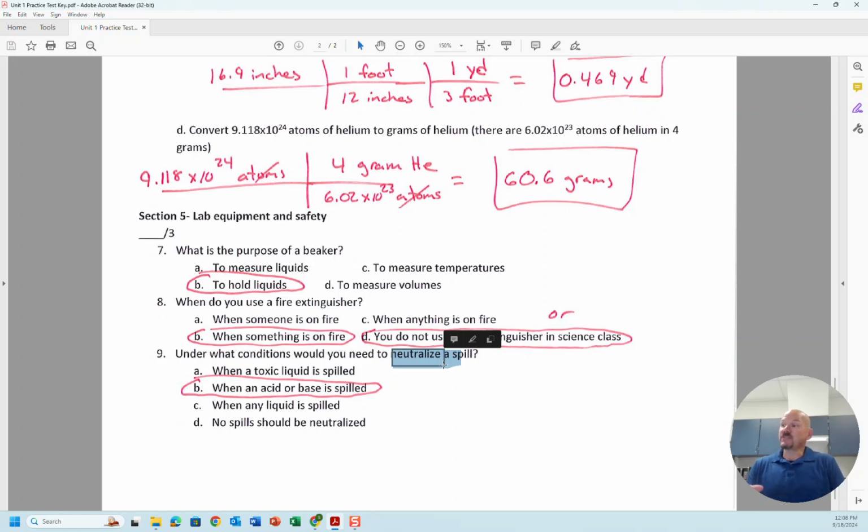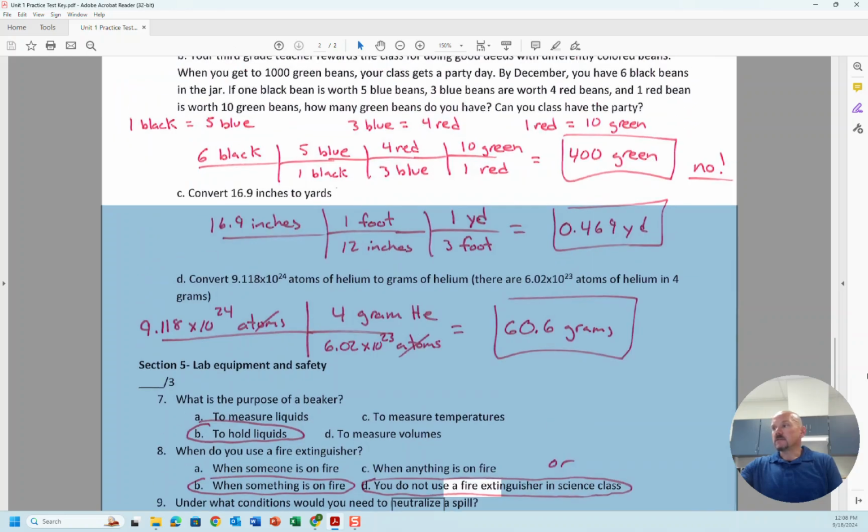And then baking soda is what we have in the lab to neutralize an acid. Baking soda is a base, so sodium bicarbonate is a base. And so if you spill some acid on your desk, you're going to pour some baking soda on it to neutralize it before you clean it up, okay?